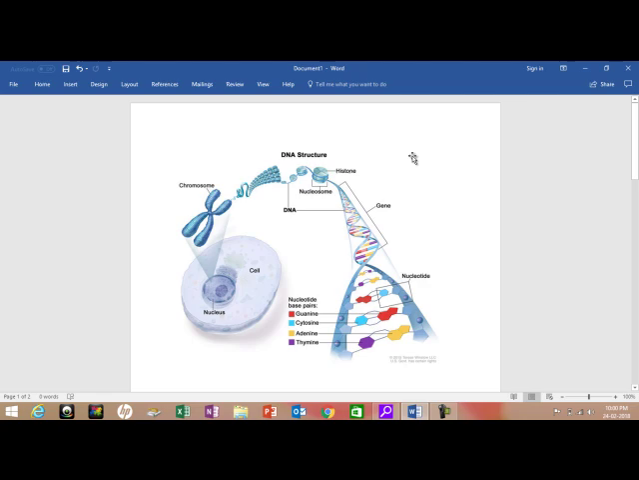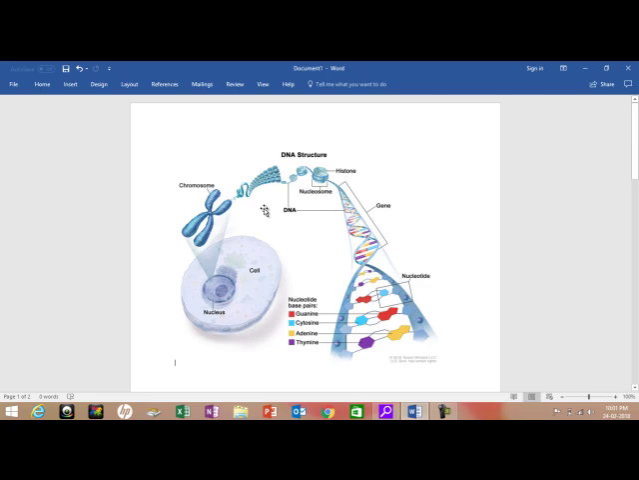Today I'm going to explain about nucleic acids. So there are two types of nucleic acids. They are DNA, deoxyribonucleic acid, and RNA, ribonucleic acid. First, let me explain about DNA.